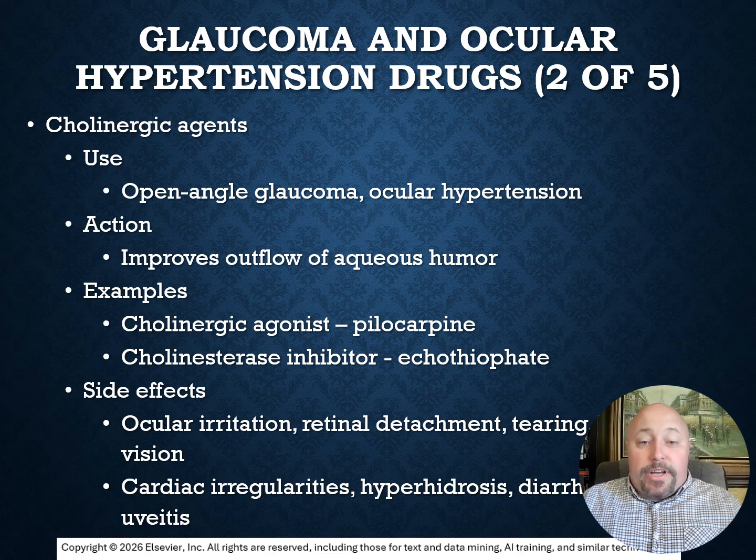Other drugs used in glaucoma and ocular hypertension include cholinergic agents, used for open angle glaucoma, ocular hypertension, and again, working to improve the outflow of the aqueous humor. Examples would be a cholinergic agonist or cholinesterase inhibitors. Side effects would include things like ocular irritation, retinal detachment, and cardiac irregularities.